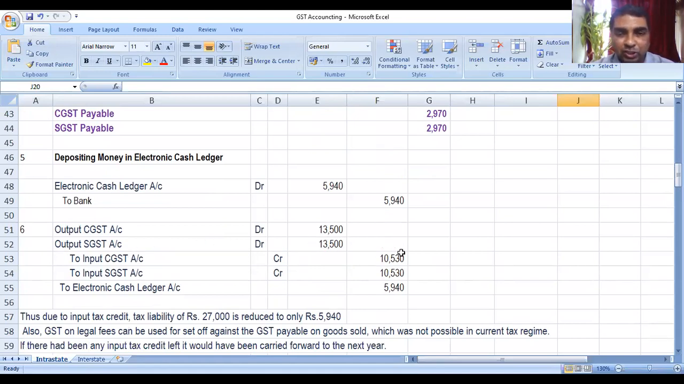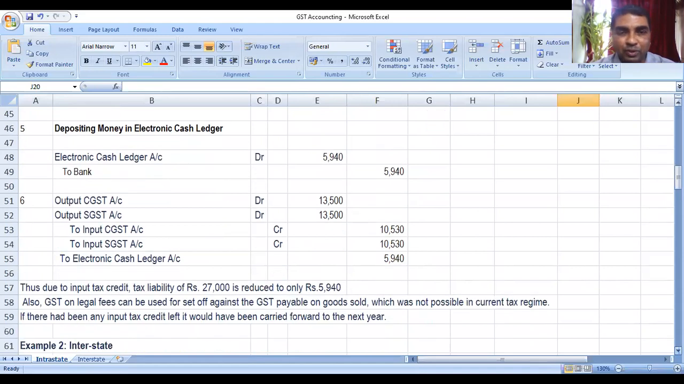First of all, they will be adjusted against input credit. Both the amounts are adjusted, CGST against CGST, SGST against SGST. Then the final balance, which is transferred to the electronic cash ledger, will also be used for settling this liability. By applying all these things, initially we had a liability of 27,000, but finally it got reduced to 5,940, and we could settle it at 5,940 by using ITC.